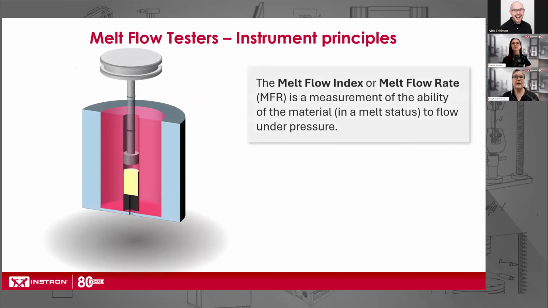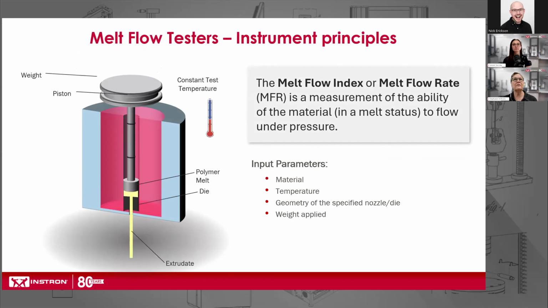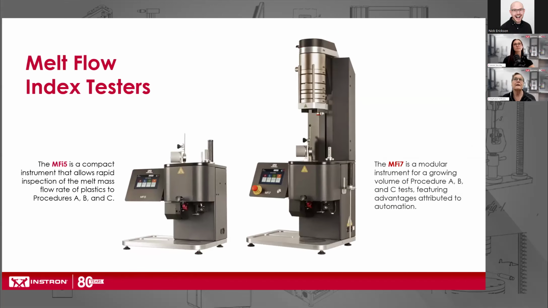We put the die in, add the polymer, put in the piston, apply the mass. Over time, with the force from the mass pushing down on the polymer, it extrudes out. The extrudate is cut during the testing, weighed, and then the calculations made.